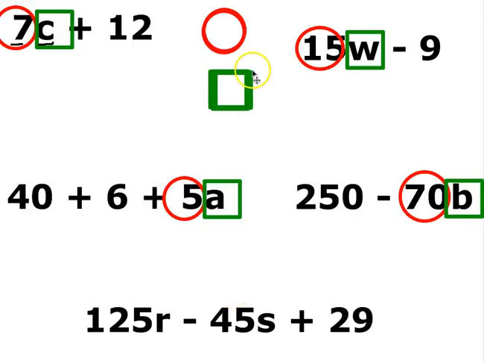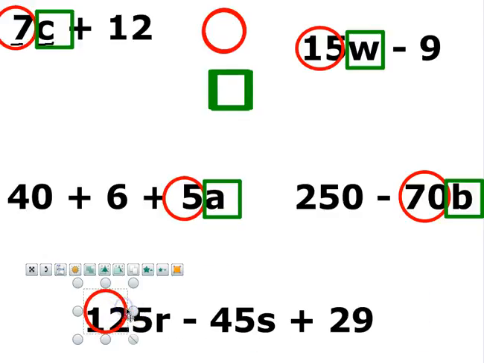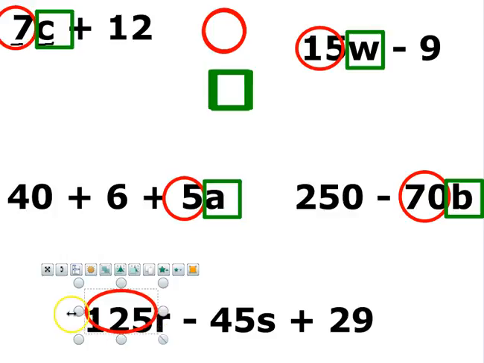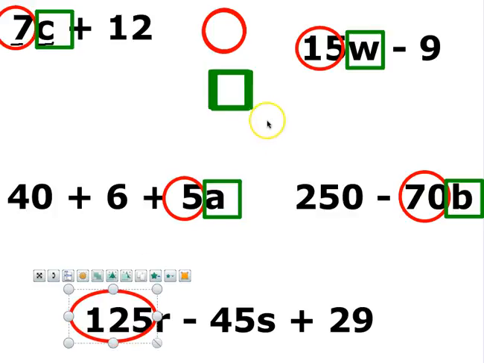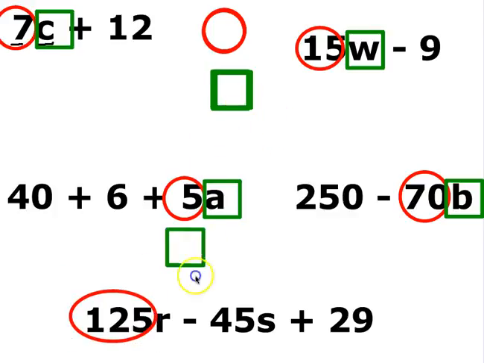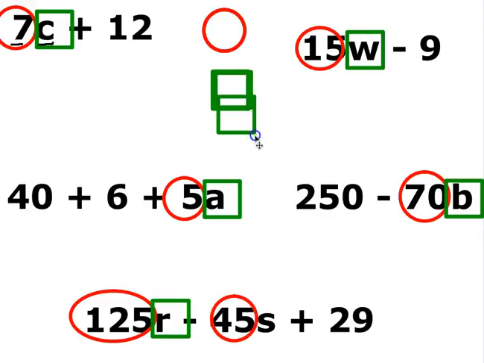This one has 2 terms that we're going to look at. 125, this is going to be more of an oval than a circle, is the coefficient, and R is the variable. 45 is the coefficient, and S is the variable. Awesome.